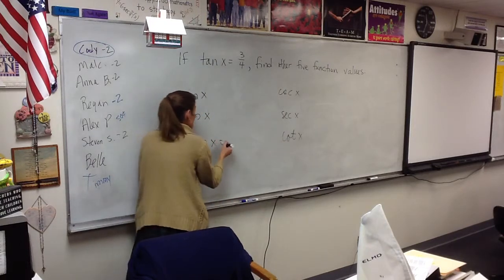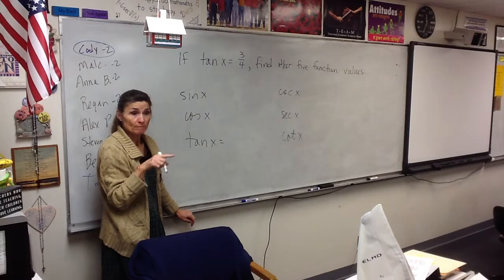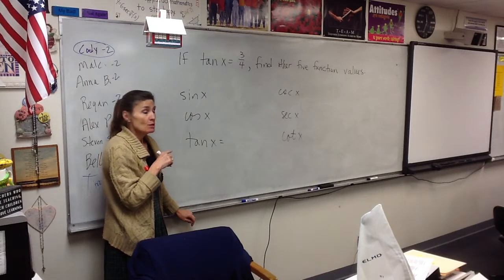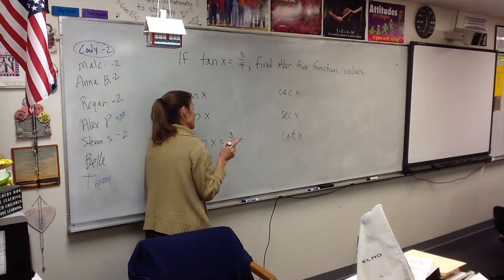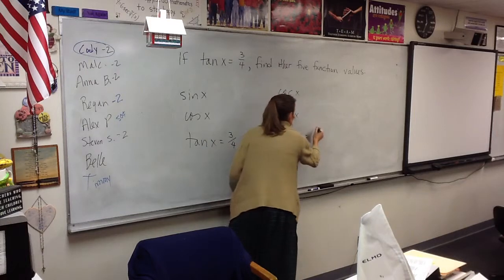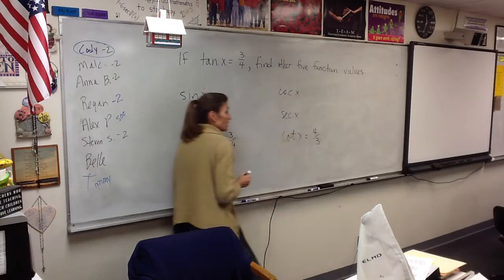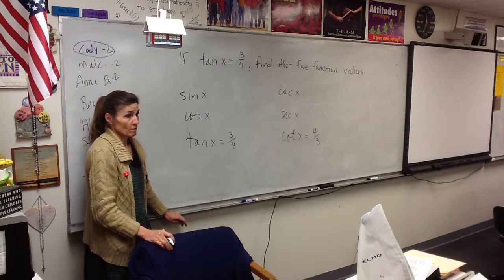Now, this one was given. One of them will always be given to you in a problem like this. So this one is 3/4, which means you automatically know what? The cotangent would be 4/3. But how are we going to find the other 4?